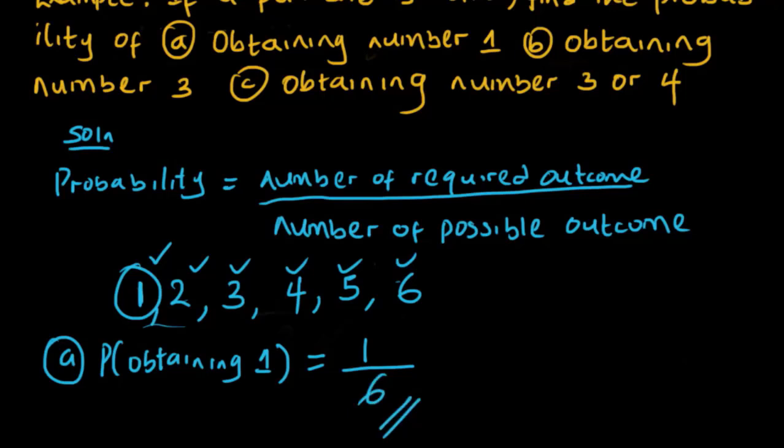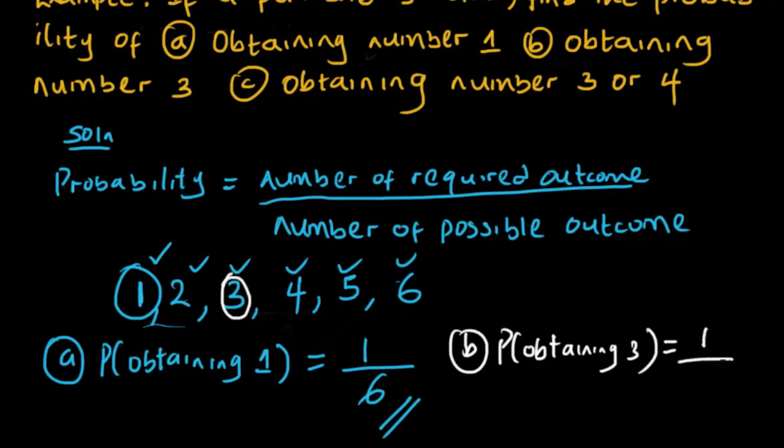Do you understand? Now let's do, what's the probability of obtaining 3? Probability of obtaining 3 equals, now in these possibilities, how many 3s do we have? 1. So we have 1 all over. What's the total number of possibilities? 1, 2, 3, 4, 5, 6. So the probability of obtaining 3 is also 1 over 6. Do you understand? Now let's do C, the probability of obtaining number 3 or 4.